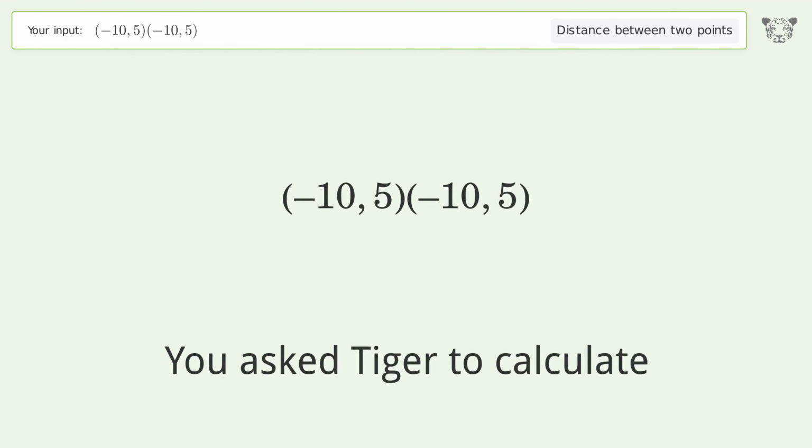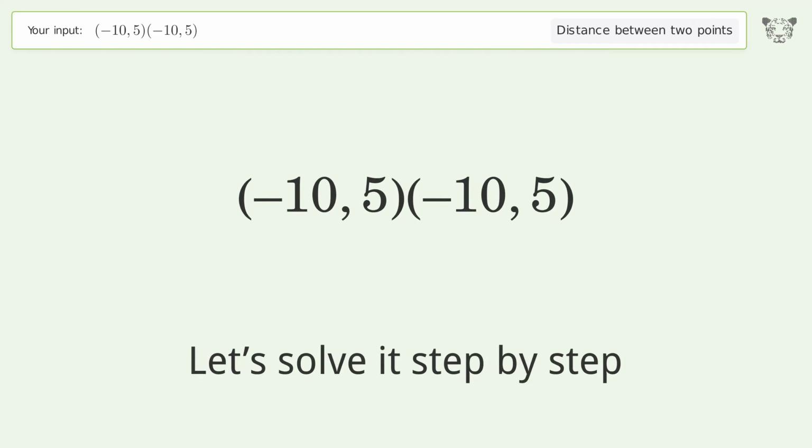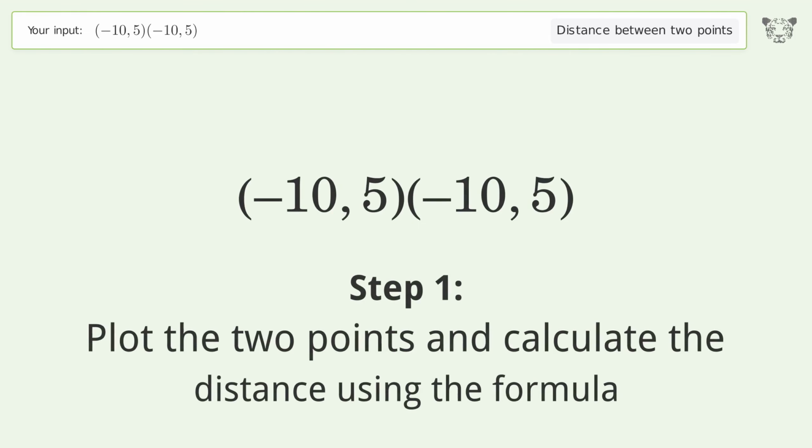You ask Tiger to calculate. This deals with the distance between 2 points. The distance between the 2 points is the square root of 0, or 0. Let's solve it step by step. Plot the 2 points and calculate the distance using the formula.